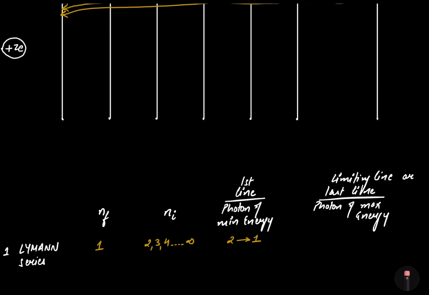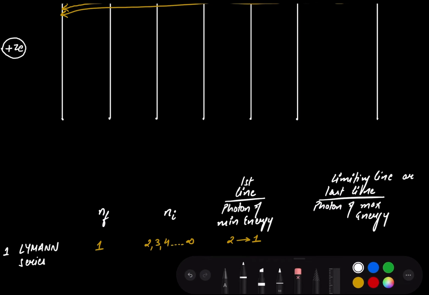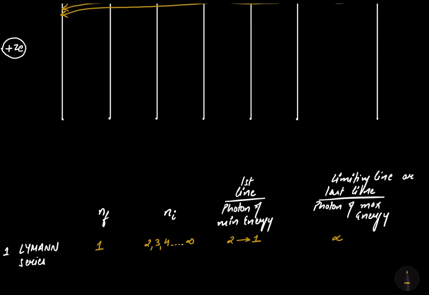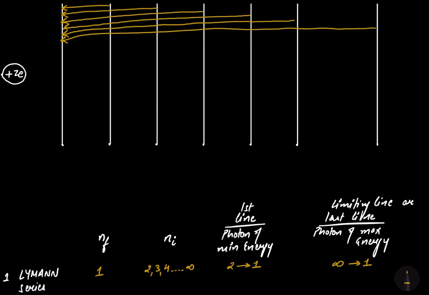So the last line or limiting line for the Lyman series is for the transition of electron from infinity orbit to the first orbit. So here I am writing transition from infinity orbit to the first orbit. The line obtained for the transition of electron from infinity orbit to first orbit will act as the limiting line or the last line for the Lyman series. So that was the first series, the Lyman series, where n final was 1. The electron is finally transiting in the first stationary state from any higher energy stationary state.